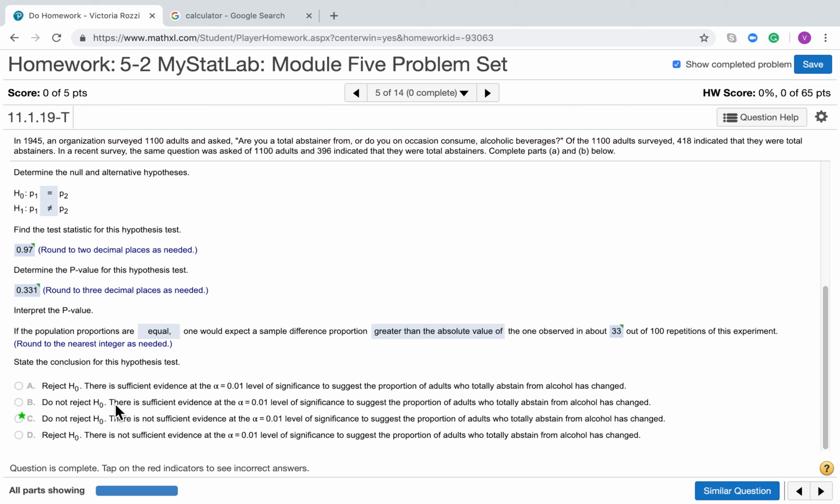Now we have two different choices here, and the key is what your claim was. We want to know had it changed. In this case, because we're not rejecting H naught, we're not rejecting that this whole equal sign could be true. There's no evidence to say that it is not true, that they actually have changed. So there's not sufficient evidence to suggest that the proportion of adults who totally abstain from alcohol has changed.